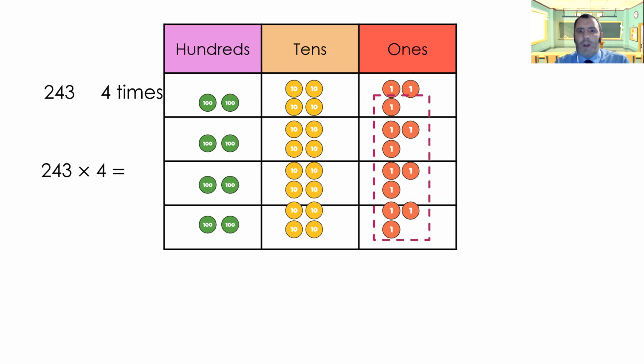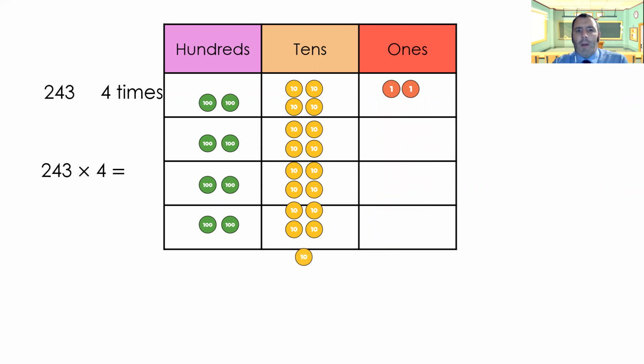Now, we need to solve the answer to this. So can you remember what we did yesterday? That's right, we looked for groups of 10 and we looked to exchange them up to the next place value. So I've got my group of 10 here in my ones, I'm going to exchange that up. That's going to become a 10. Here we go. And I'm left with 2 ones here.